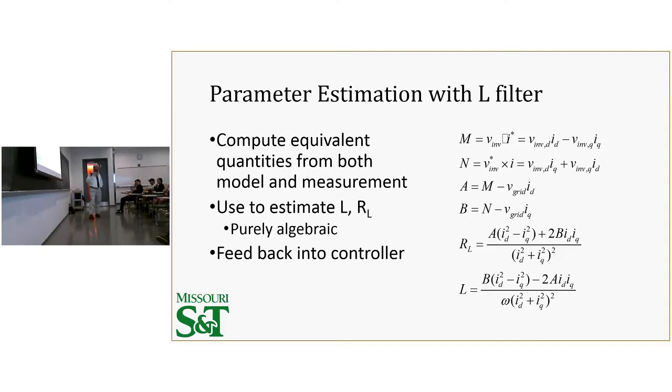Okay, so the first one I want to talk about is parameter estimation. Basically, we can compute these quantities M and N from measurements of the voltage at the inverter end of the inductor and the current going into the grid. We can also compute those same quantities from some known inductance and resistance. Okay, but we don't know the inductance and resistance.